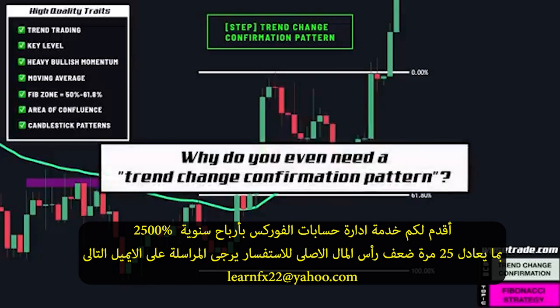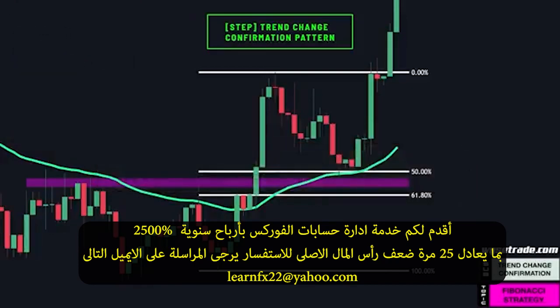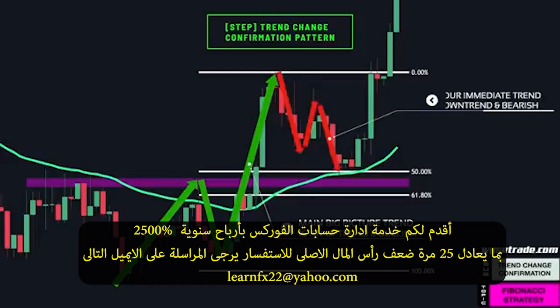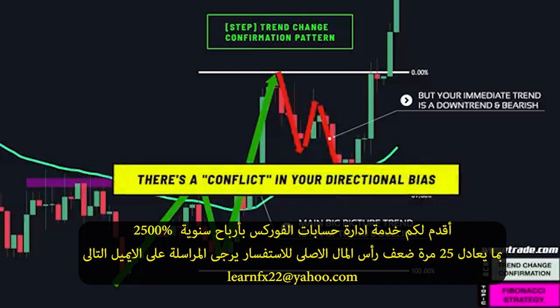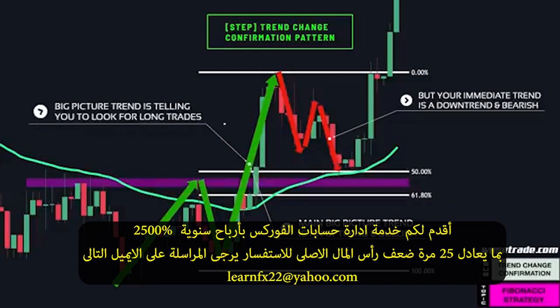Now, why exactly do you need a trend change confirmation pattern? What we are going to explain right now is very important to understand. Your big picture trend is indeed an uptrend and bullish, but your immediate trend is a downtrend and bearish, meaning there is a conflict in your directional bias. Or to be more specific, the larger trend is telling you to trade long, while the short-term trend is telling you to trade short. The two trends are telling you to trade in two different directions.